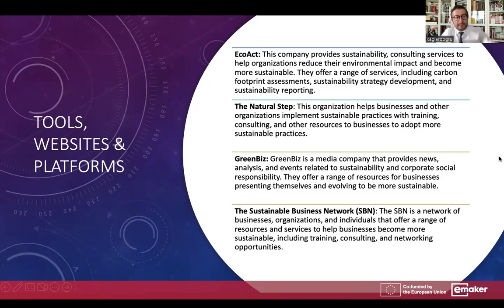And also EcoAct is another company providing sustainability consulting services to help organizations reduce their environmental impact and become more sustainable. So we may have a look at the EcoAct, and we may detect in which ways they are strong and in which ways they have some weaknesses. Maybe one of our social ideas may be strengthening the ways of using sustainability and sustainability related issues among the community we live in.